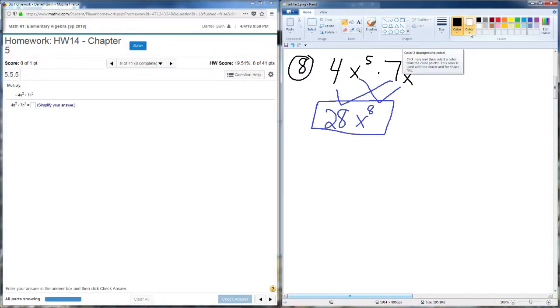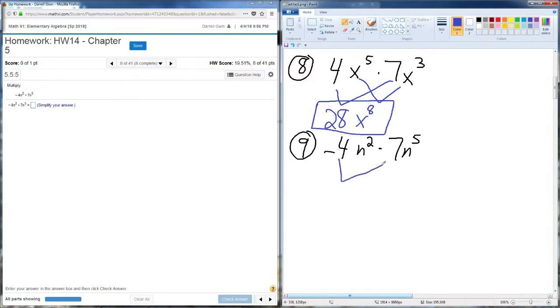Normally, if you're doing a test, there would be no way to check your work, but most of the time there are ways to check your work. I'll definitely check if you have that chance because it makes a big difference. So minus 4n squared times 7n to the 5th. Of course, it's the exact same problem as number 8. Negative 4 times 7 is negative 28. n squared times n to the 5th is n to the 7th. 2 plus 5 is 7.